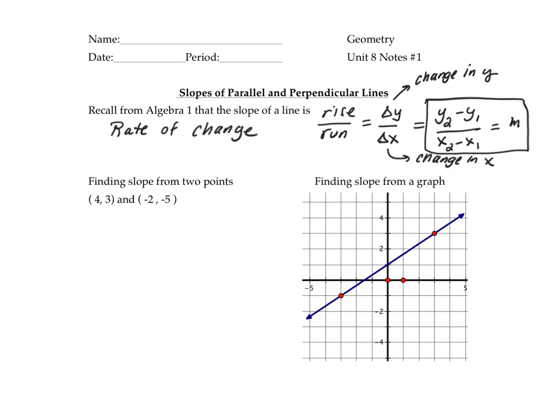Now, in Algebra 1, you found slope in a variety of ways, like from a table, from a graph, from having 2 points. And today we're going to focus on just using a pair of points, but also using a graph.